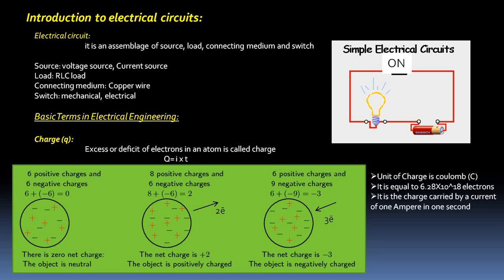The unit of charge is the coulomb, named after the scientist Coulomb. One coulomb is equal to 6.28 times 10 to the power 18 electrons, or 1 coulomb can be defined as the charge carried by a current of 1 ampere in 1 second. That can be defined from this equation: charge is equal to current multiplied by time.